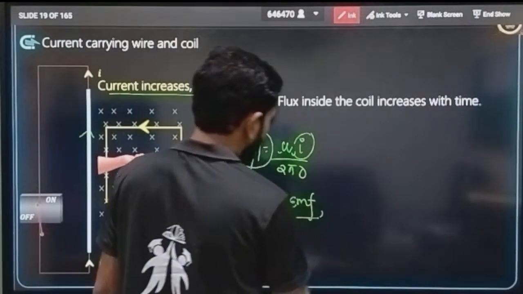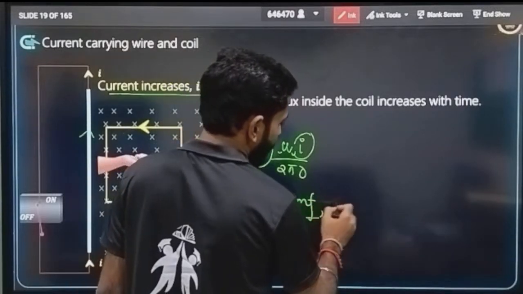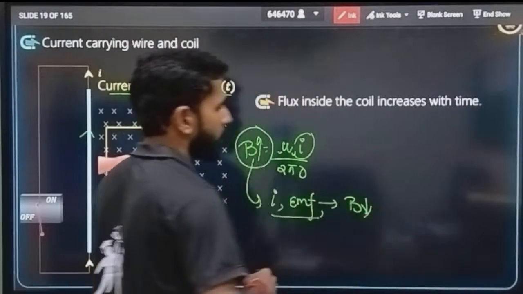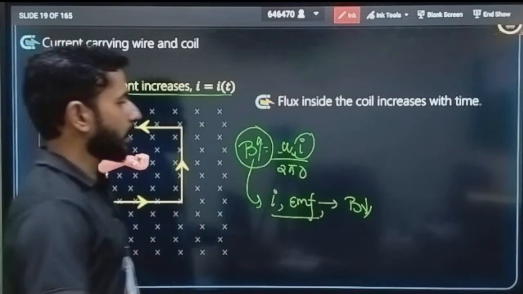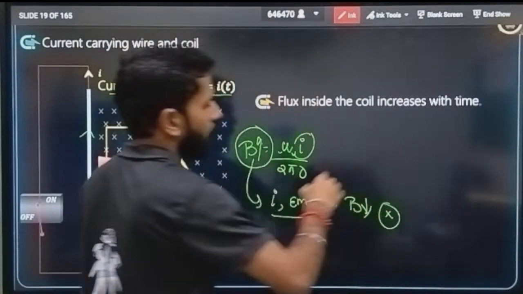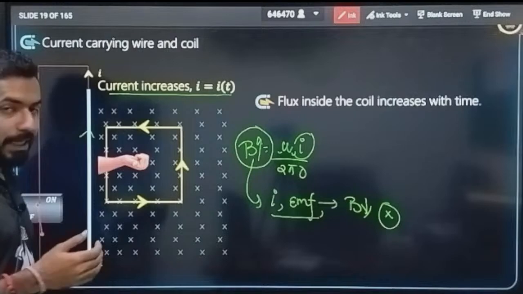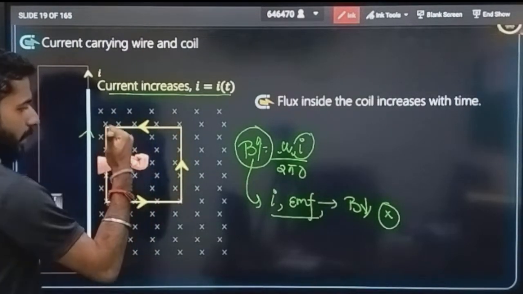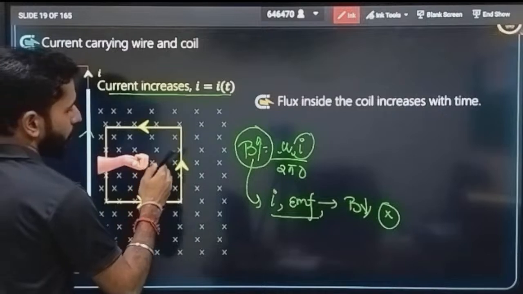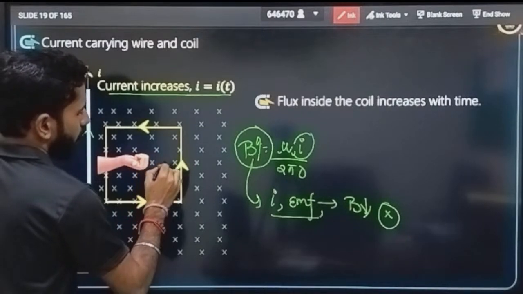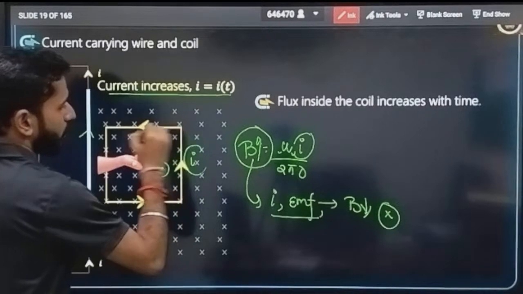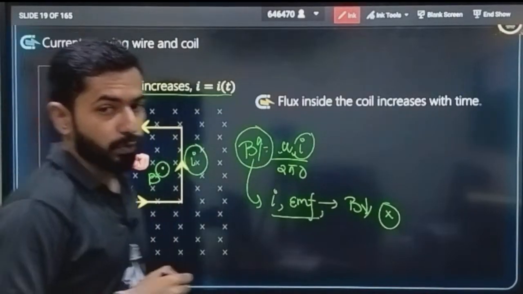If this EMF is induced and some current is induced, what will this current try to do? This current is going to try to decrease this magnetic field, which is in the inward direction. How will you decrease that? You have to induce a magnetic field vector in the outward direction. Check, if you induce a current in this direction, the induced magnetic field comes in the outward direction. This is the direction for the current that is induced.